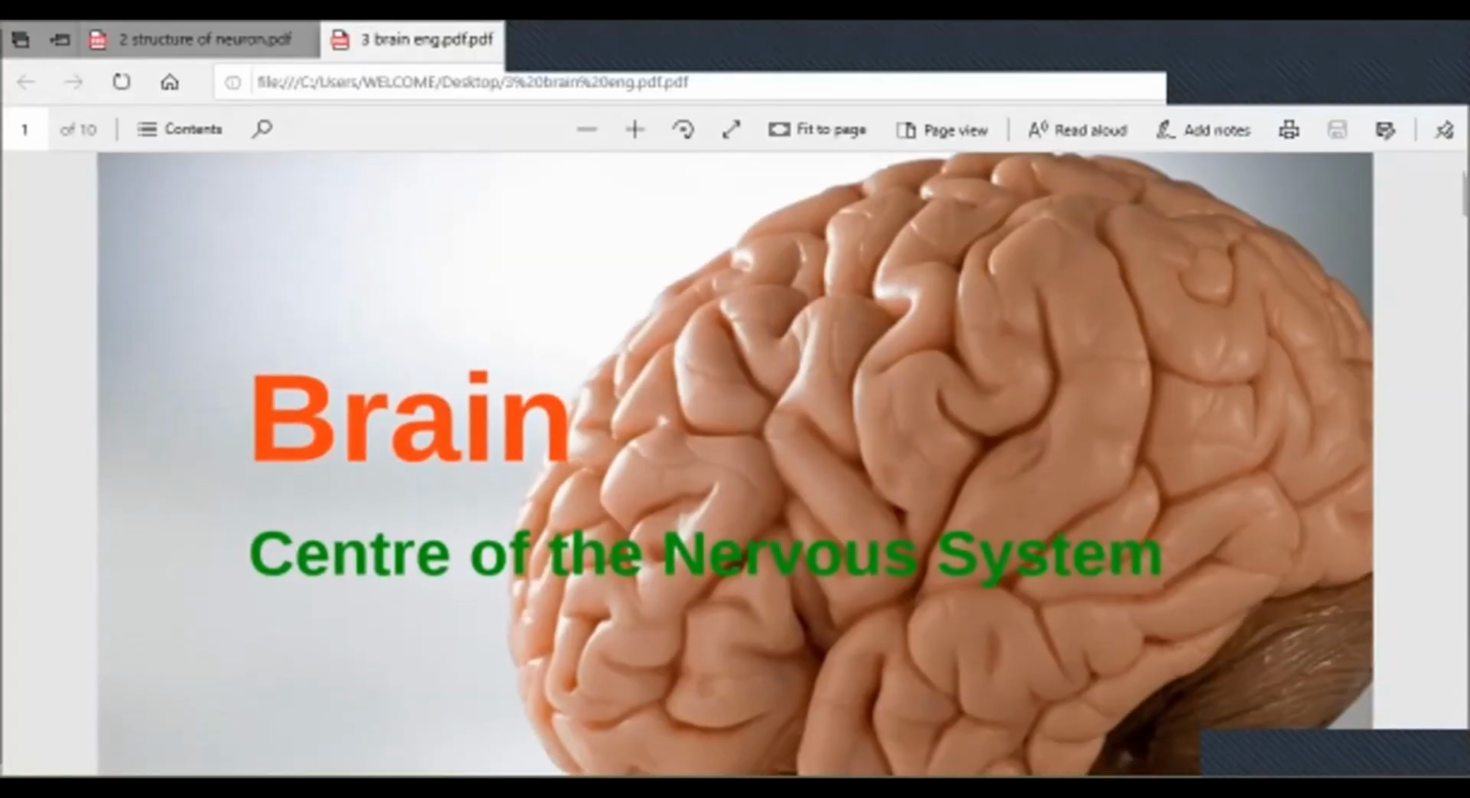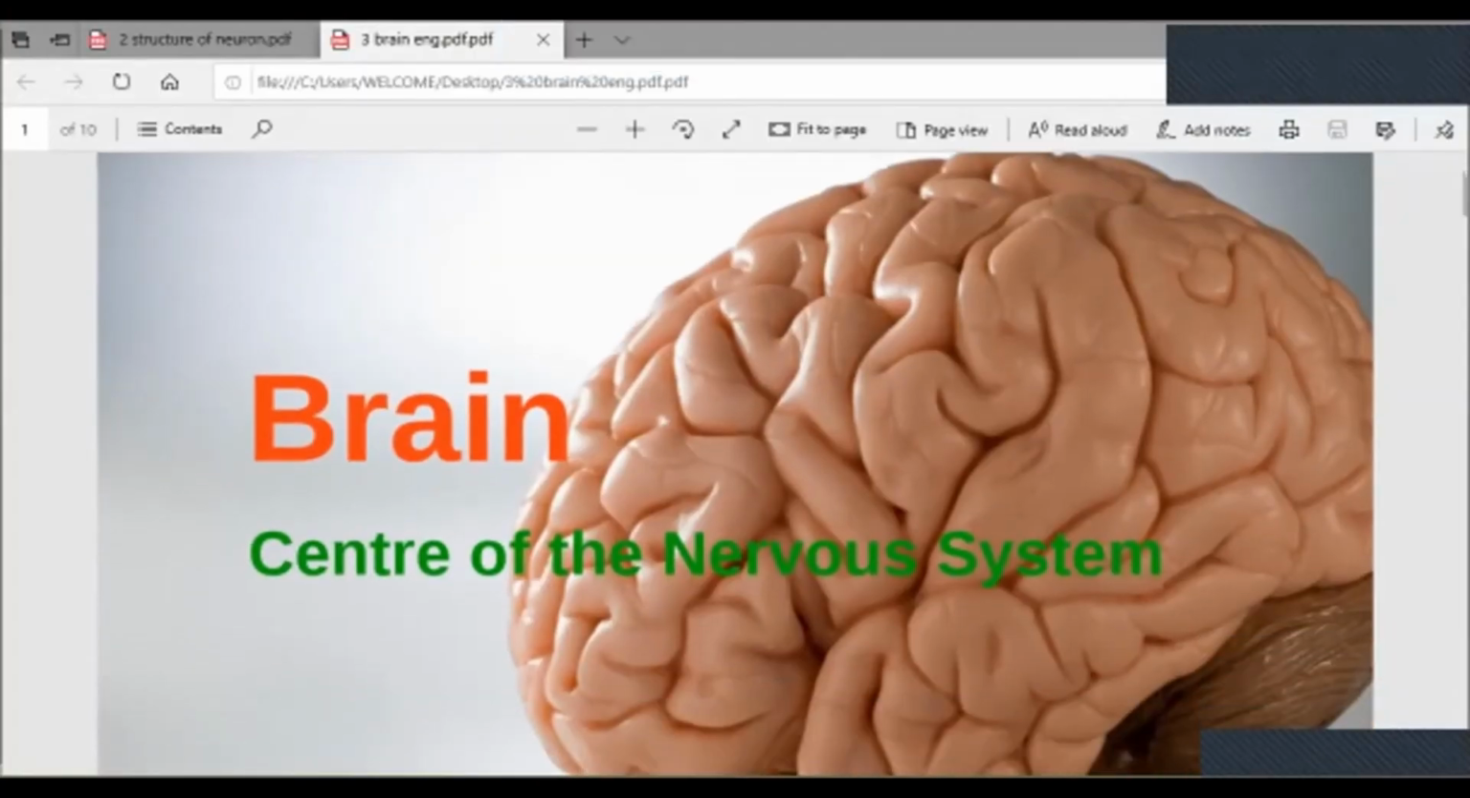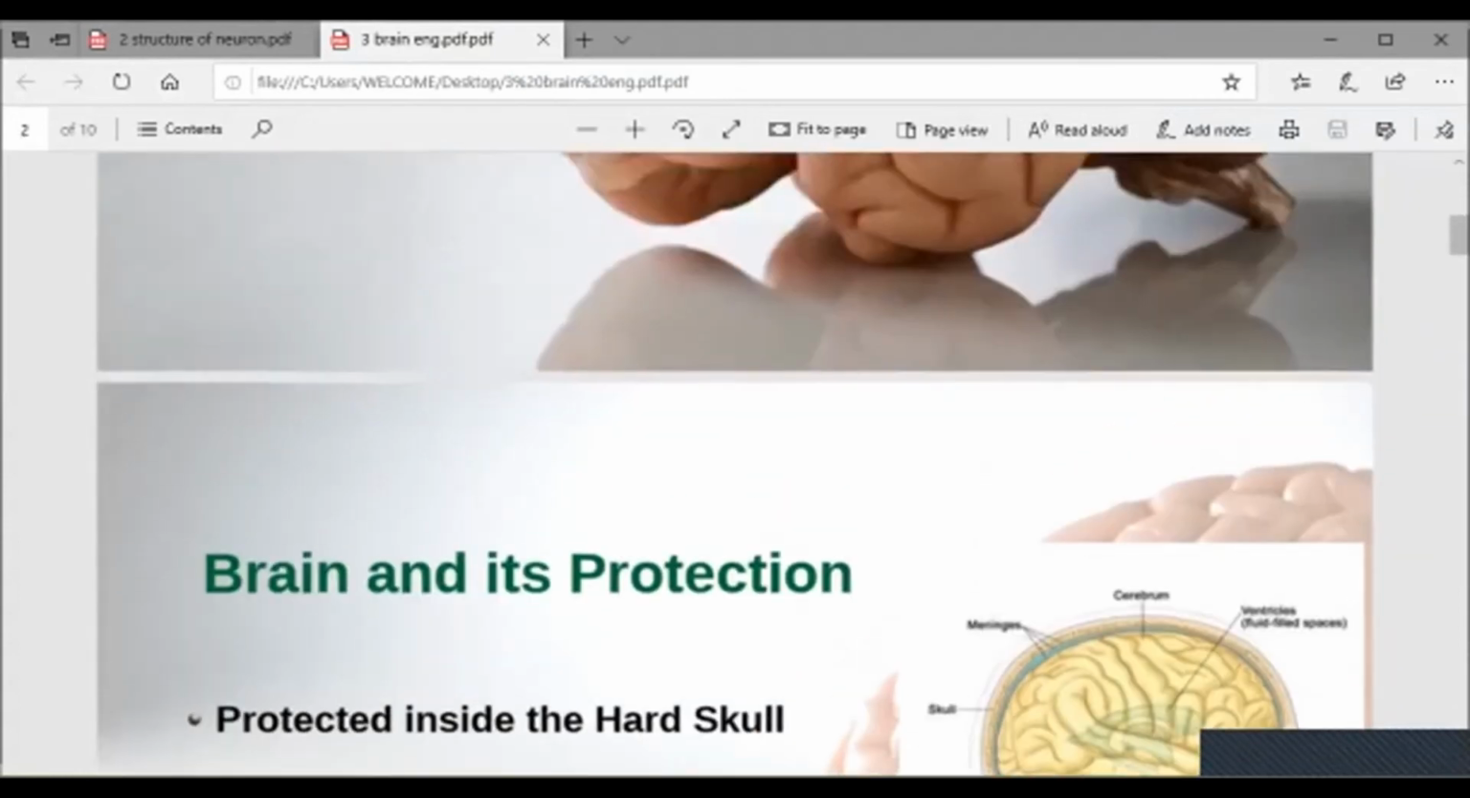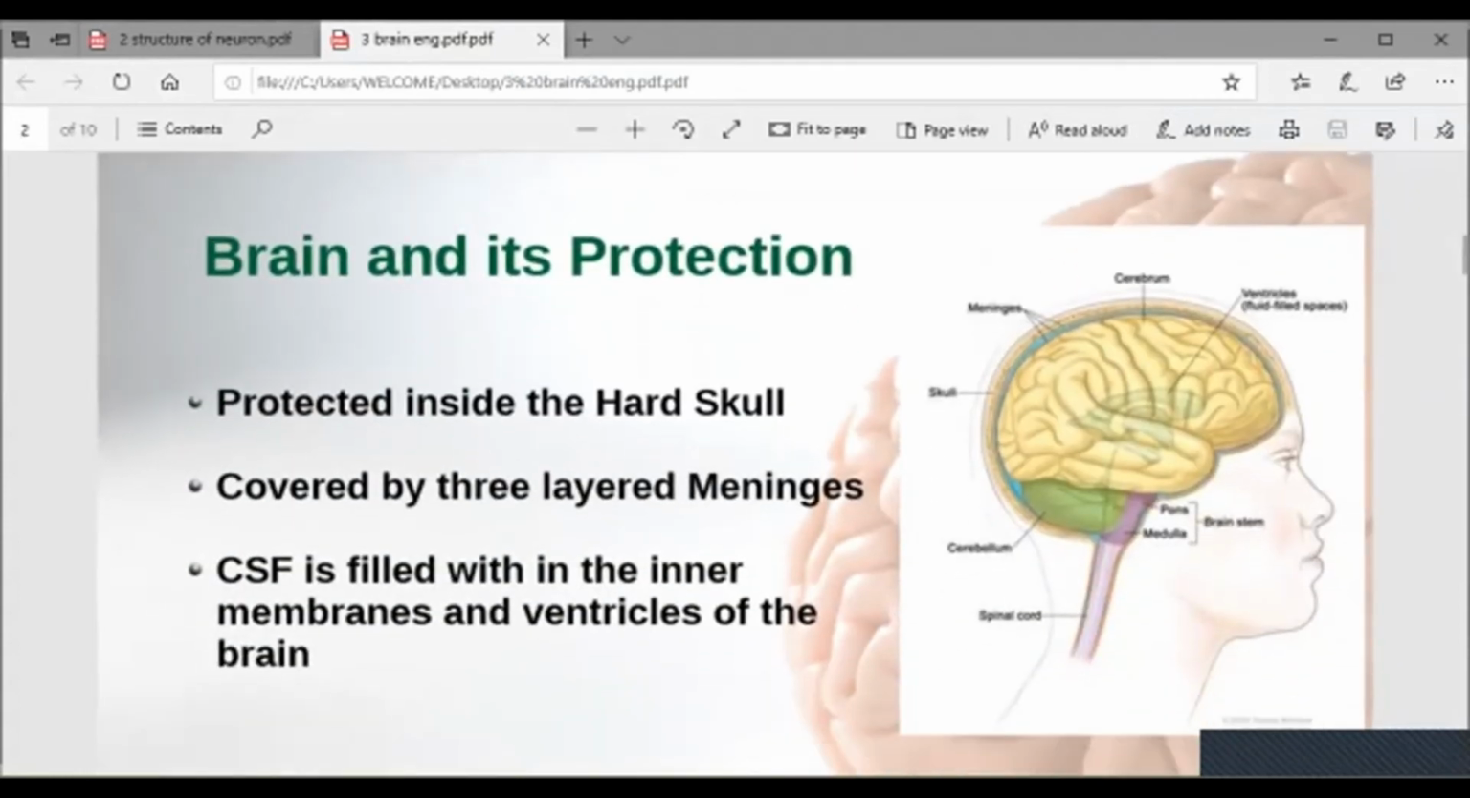So brain, the center of the nervous system, comes under the central nervous system. This is the brain. Then how is the brain protected? Brain is protected inside a hard skull. We all know what is skull. So brain is protected inside a hard skull, and it is covered by a three-layered membrane known as meninges.